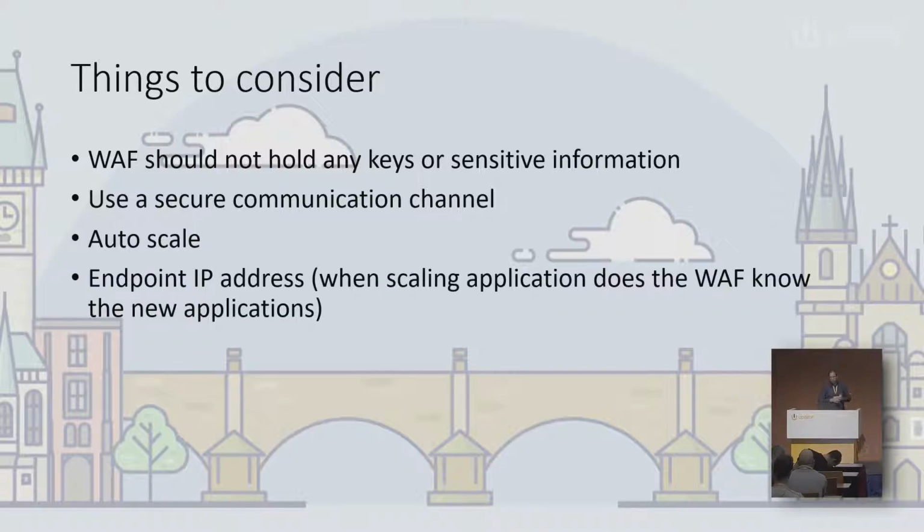So the endpoint IP address, when scaling the application, does the WAF know about the new application? If you are running Kubernetes or anything like that, sometimes you could have multiple pods, and a pod just came up with the application. Does the WAF know about this other one that just came up? You need to be able to let the WAF know that you could redirect some of the traffic over here. It's almost like a load balancer, but more protective on the security side.